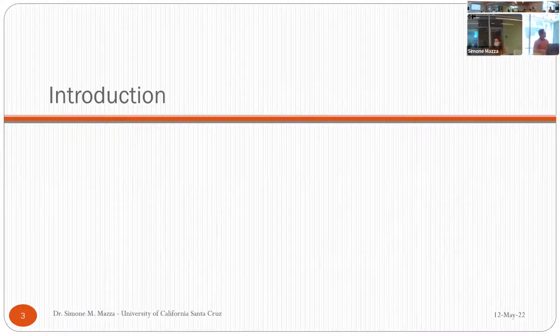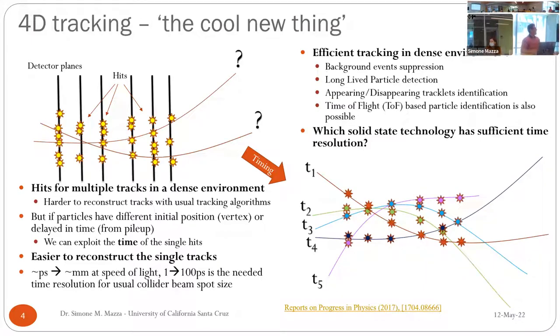So first, a brief introduction of what 4D tracking is. The concept is actually pretty simple. A tracker is several layers of usually silicon detector that has multiple hits. But sometimes you find yourself in a condition where you have your detector plane and a lot of hits. And if you use standard track reconstruction algorithms, it's getting pretty hard to understand what is what. The tracks overlap and you don't really know which hit corresponds to which track. If the pileup is too high, you get into a condition where you cannot do this anymore.